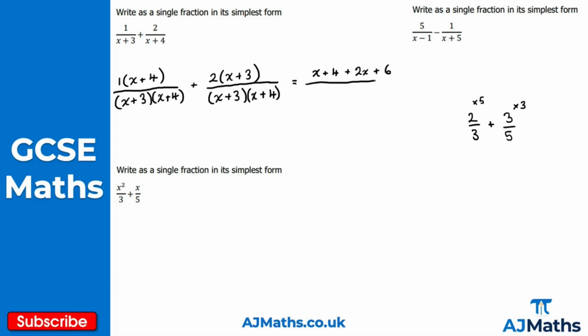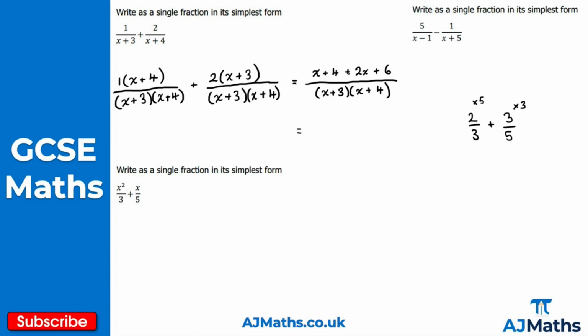And our denominator here, we just keep this as a product. Remember, we don't expand this. We want to keep it in its simplest form. We'll write that as x plus 3 times x plus 4. Now, what we have done here is expressed it as a single fraction, but it's not in its simplest form, because notice we can now simplify the numerator, okay? So do make sure that you do simplify the numerator.